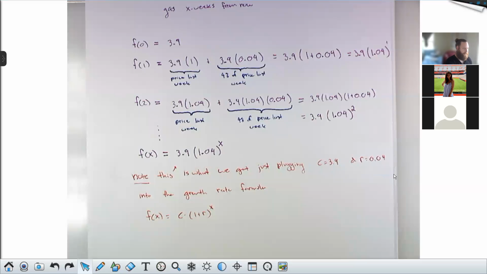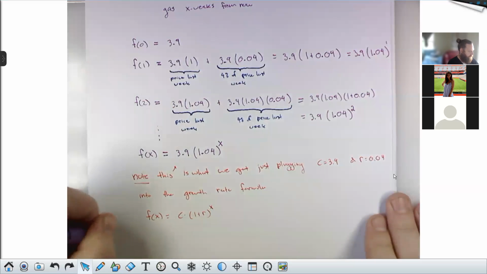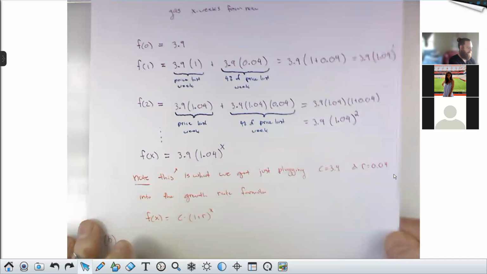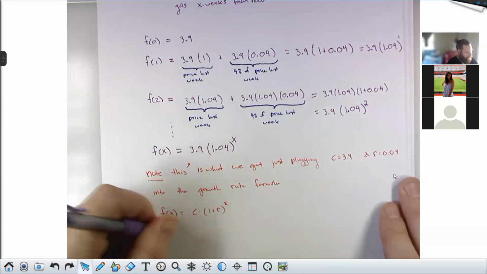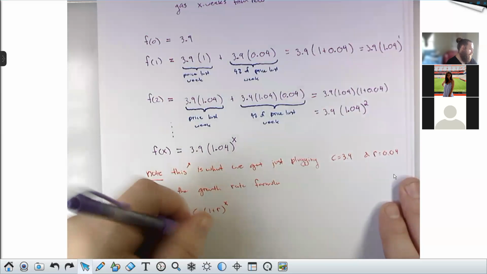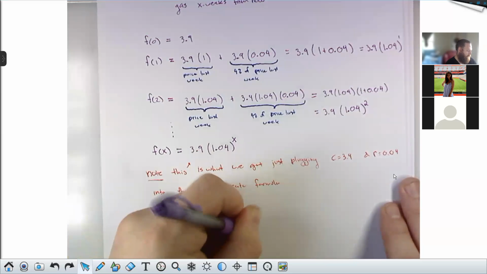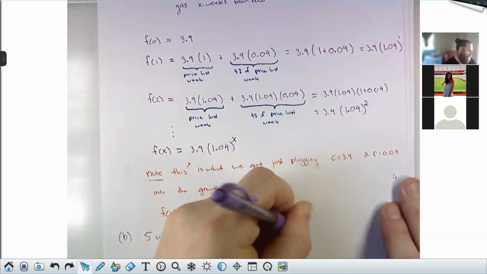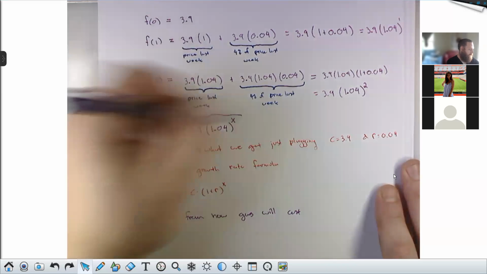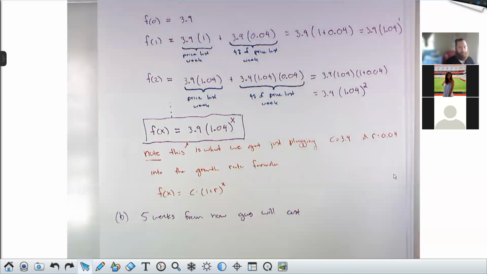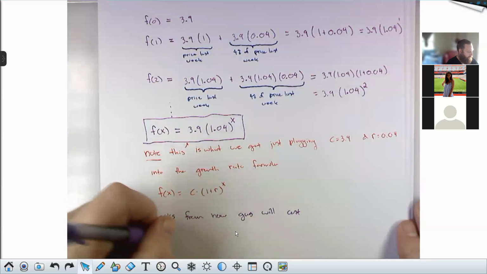Okay. There was a part B to this. We wanted to know how much would gas cost 5 weeks from now. So f of x right here, here's my answer for part A. That tells me how much gas is going to cost X weeks from now. I want to know how much gas is going to cost 5 weeks from now. So this will be f of 5.